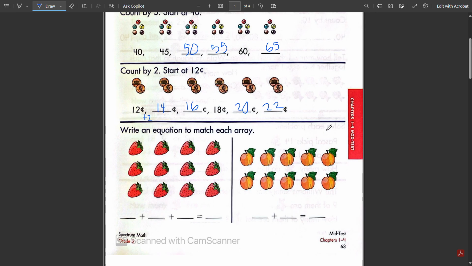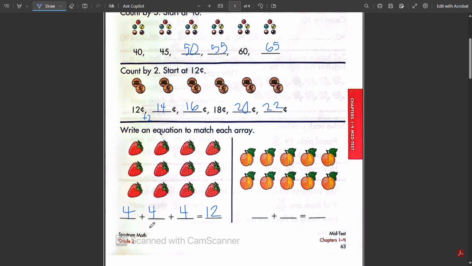Okay. This section asks us to write an equation to match each array. So an array is just a combination of rows and columns. So here we see 1, 2, 3 blanks, and we know there's 1, 2, 3 rows. So we have to count how many are in each row. So 1, 2, 3, 4. So there's 4 in each row. And we know this because there's 1, 2, 3, 4, 1, 2, 3, 4, 1, 2, 3, 4. And if you add these all together, it should be 12.